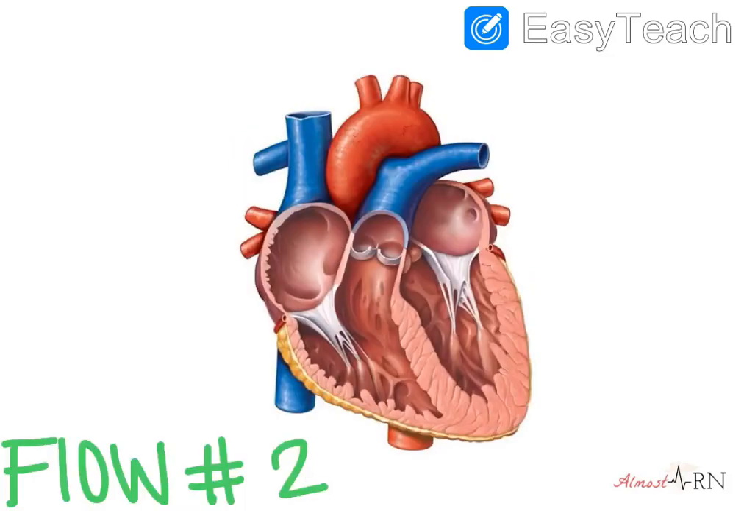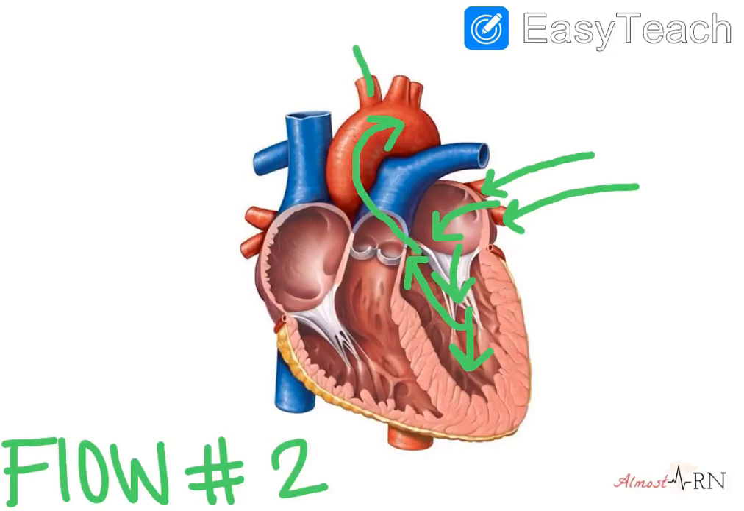Our second pathway of blood flow starts with the pulmonary veins. So blood will come in through here, and then it will go into the left atrium. From the left atrium, it'll go into our mitral or bicuspid valve, and then it'll go into our left ventricle. From our left ventricle, it'll go into our aortic valve, and it'll sneak behind here and go into our aortic arch, which then will come off of the brachiocephalic, left common carotid, and left subclavian.